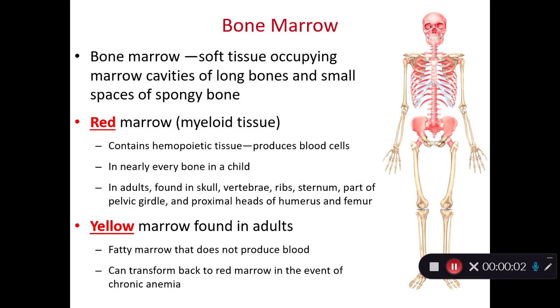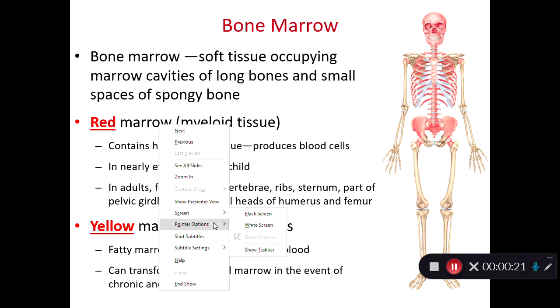Hi class, let's get started on our discussion of bone tissues and bone growth. We've already talked about compact bone tissue and spongy bone tissue in a previous recording. In this recording, we're going to talk about the marrows and bone development in particular. As we look at our bone marrow, there are two kinds of bone marrow in our body: red bone marrow and yellow bone marrow.